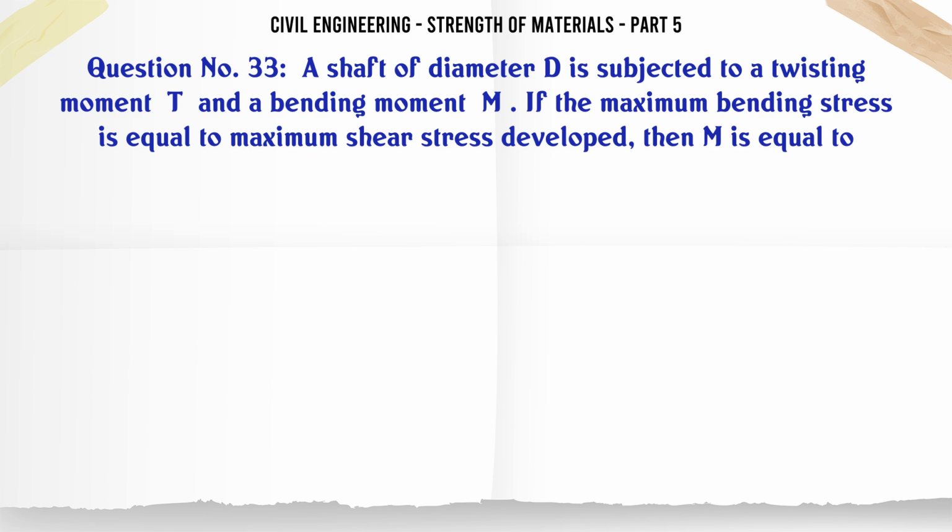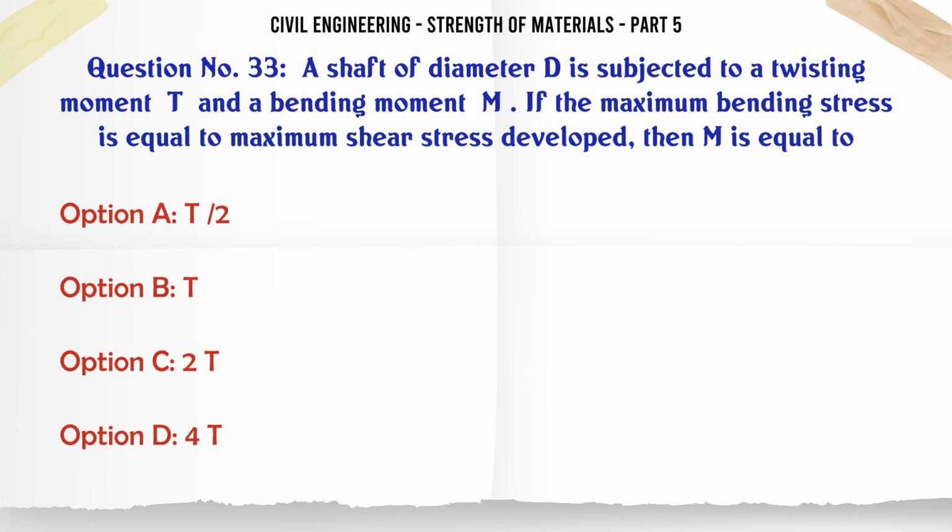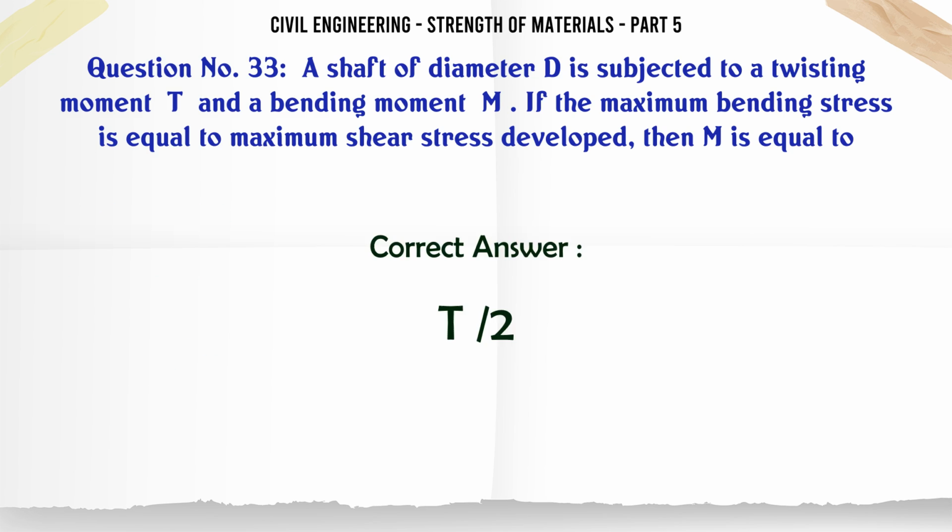A shaft of diameter D is subjected to a twisting moment T and a bending moment M. If the maximum bending stress is equal to maximum shear stress developed, then M is equal to A. T/2, B. T, C. 2T, D. 4T. The correct answer is T/2.